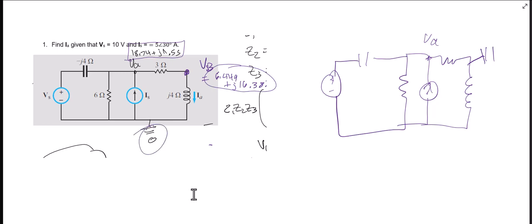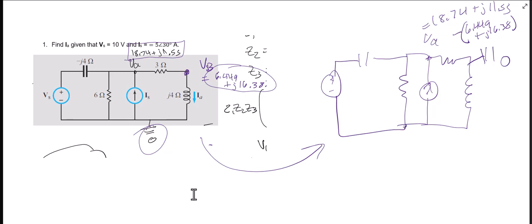But everything is relative. So to change this circuit over here to this one, I just subtract this value of VB from everything. And so VA will equal 18.74 plus J11.55 minus, in parentheses, 6.449 plus J16.38. Now, when I go to ground, if I subtract 6.449 plus J16.38 from 6.449 plus J16.38, I get 0. And where I had ground before, I will get minus 6.449 minus J16.38. So I think it would be a lot easier to do it that way, to mark ground as 0, and then when you get done, figure out what the voltage is at that spot, and then subtract it from everything. So that's how I would do it.